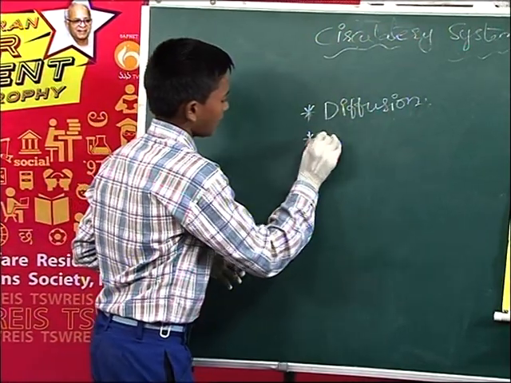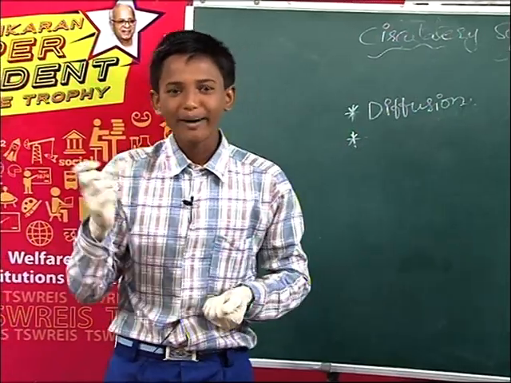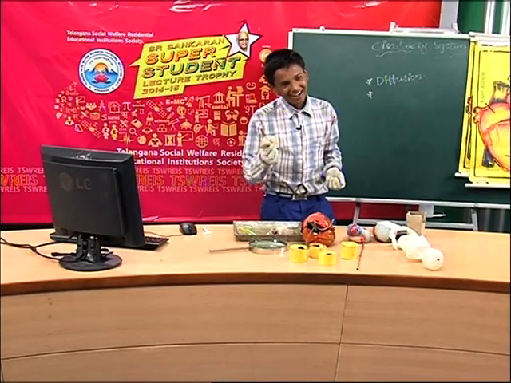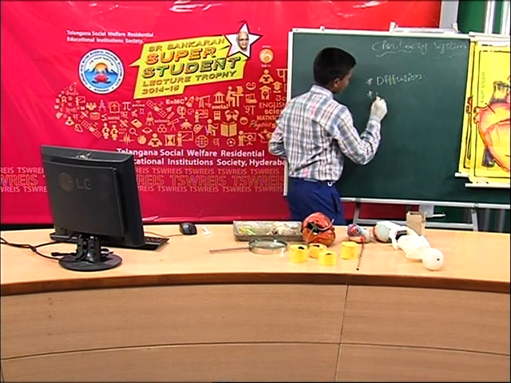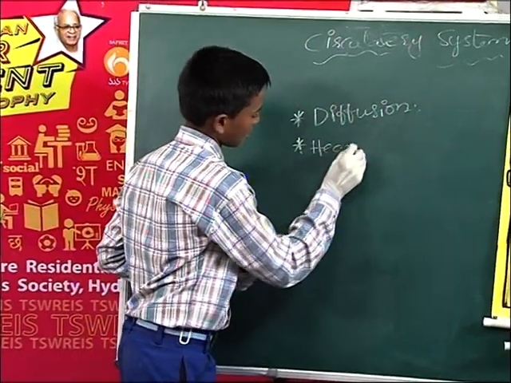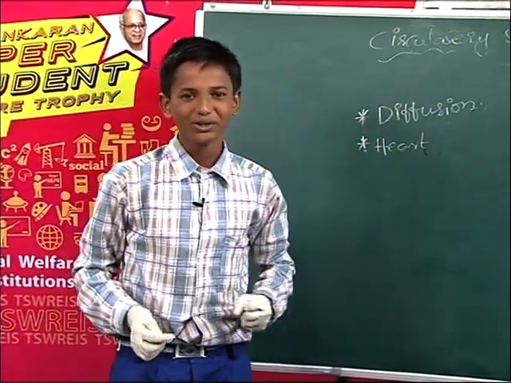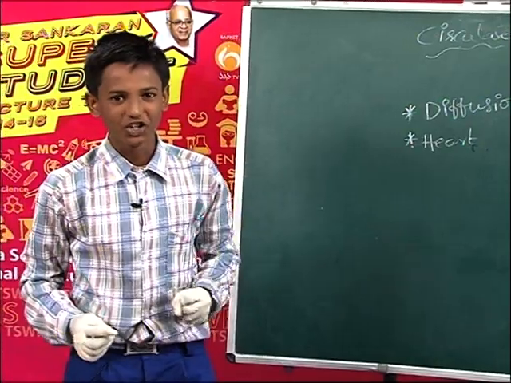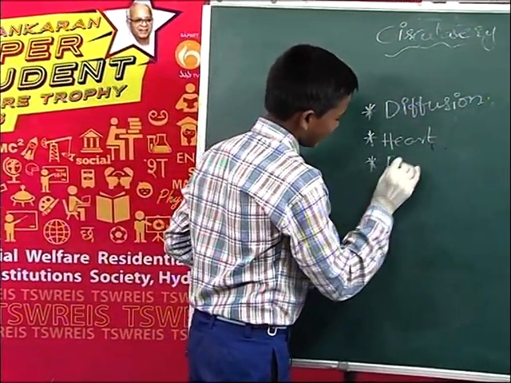So, Tswreis, in this circulatory system, there is a muscular and pumping organ, that is the heart. What is that, Tswreis? Heart. Yes, this heart pumps a liquid tissue. Then what is that? Very good. That is the blood.